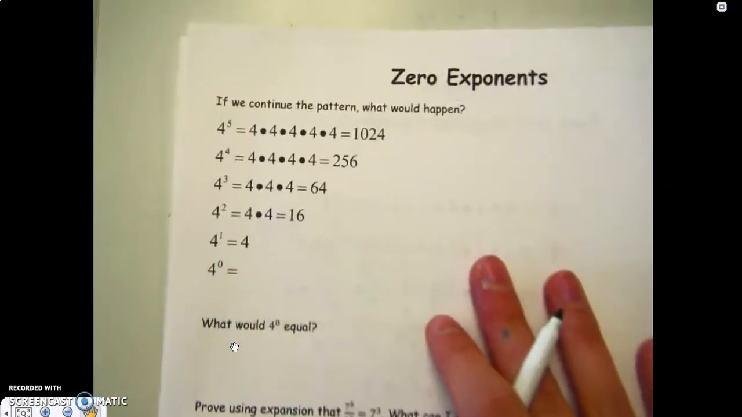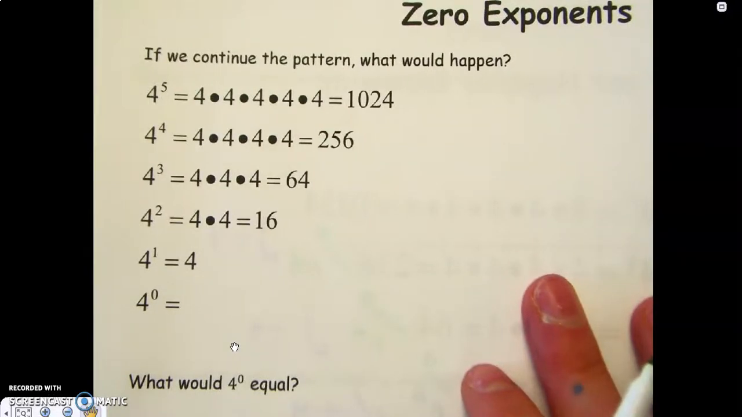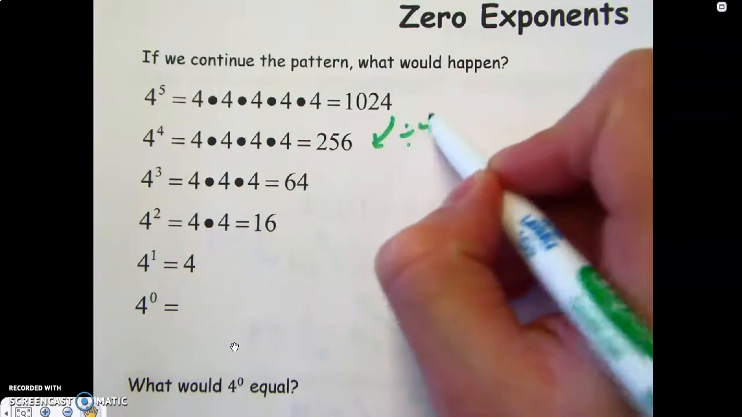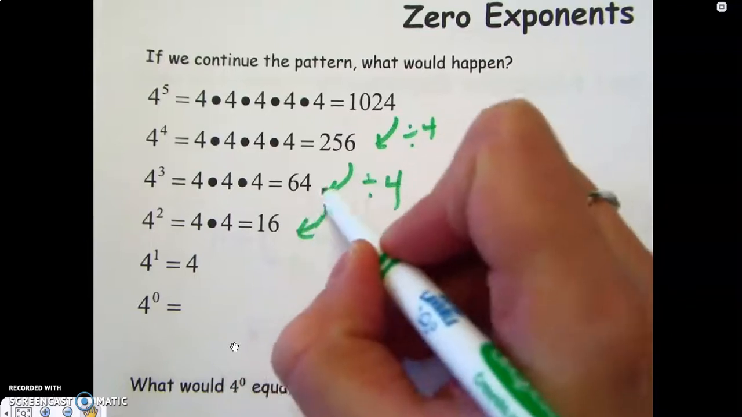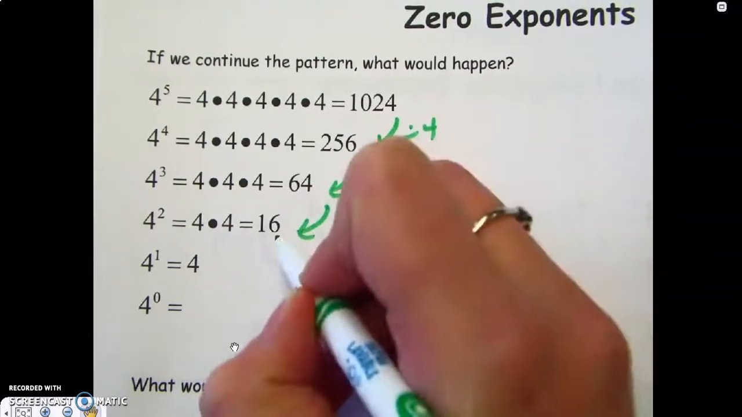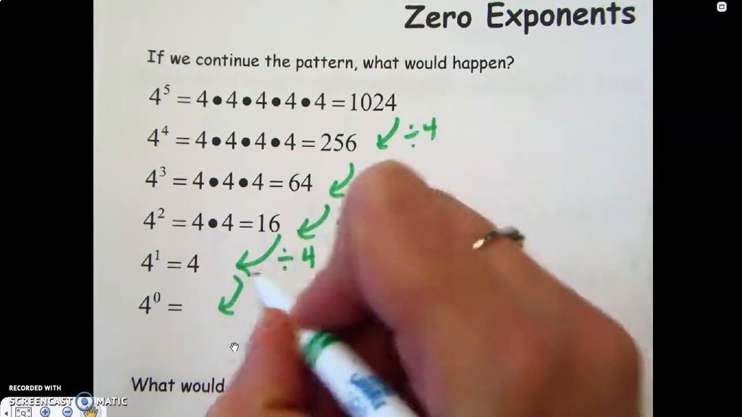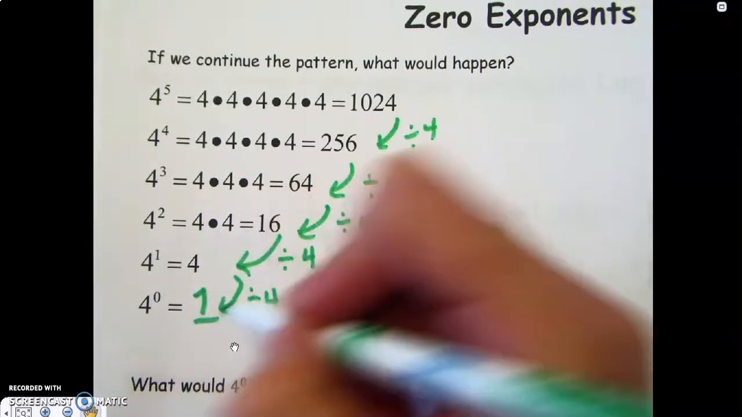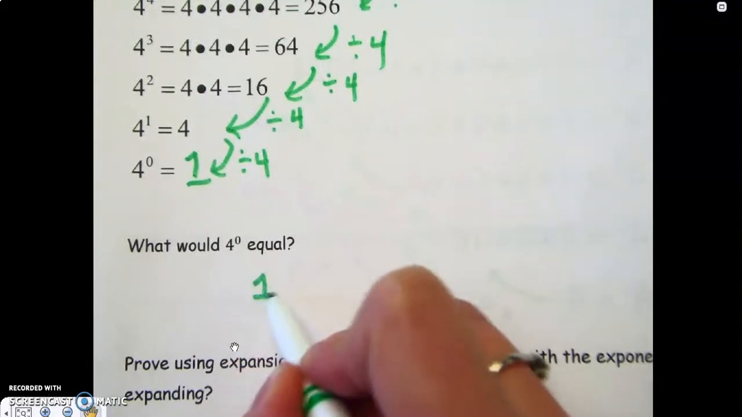So if we look at the same picture here and we think, okay, what happens if we continue the pattern? What would 4 to the 0 be, right? My exponents decrease, and each time I divide by 4. 256 divided by 4 is 64. 64 divided by 4 is 16. 16 divided by 4 is 4. And so what if I did 4 divided by 4? What would that get me? Well, that would get me 1. Okay, so 4 to the 0 would equal 1.